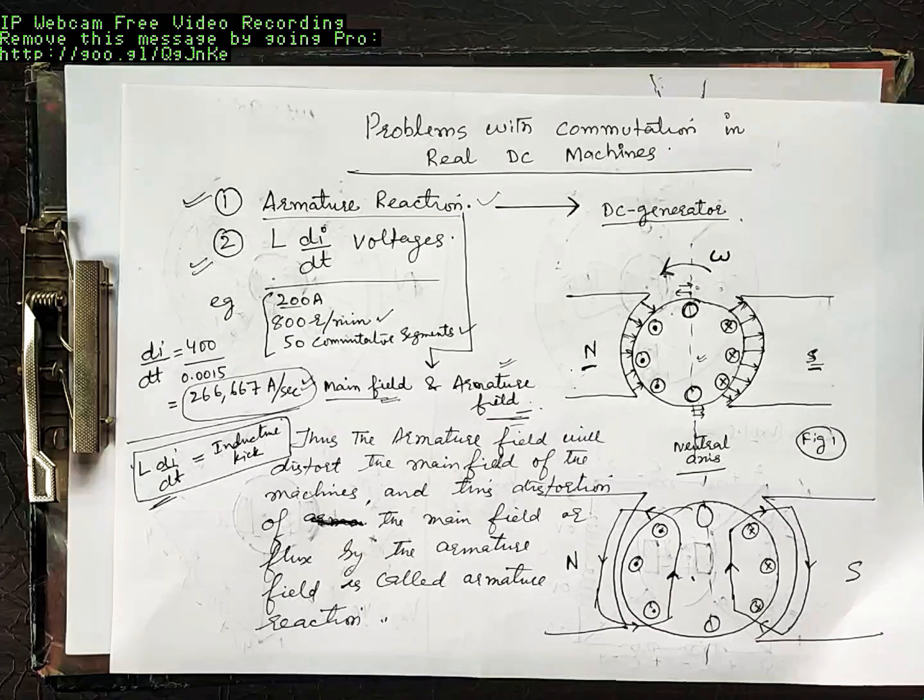So in today's lecture, we basically studied the problems in commutation in DC machines. We studied armature reaction and L di by dt voltage. Armature reaction causes two problems: one was magnetic neutral plane shift and the second was flux weakening. And then we studied inductive kick, or L di by dt voltage, and what it produces in the machine. In the next lecture, we'll try to address these problems. How do we solve such problems in real DC machines? What are the solutions in real DC machines?